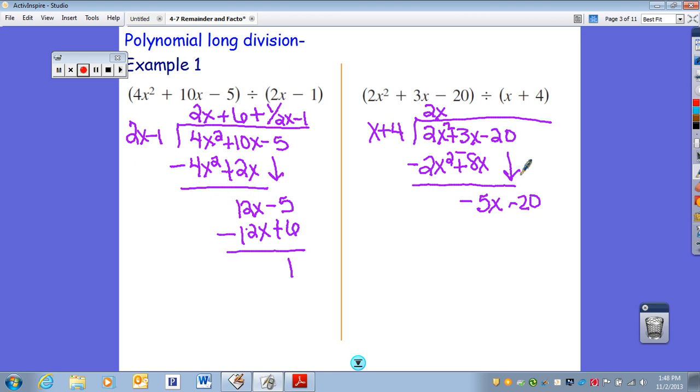What do I multiply times x to give me negative 5x? Negative 5. Now I will multiply negative 5 times x and negative 5 times 4, and I get negative 20. Please remember to subtract, which changes the signs of both. In this case, I have a sum of 0, and so I do not have a remainder. My quotient will be 2x minus 5, my solution.